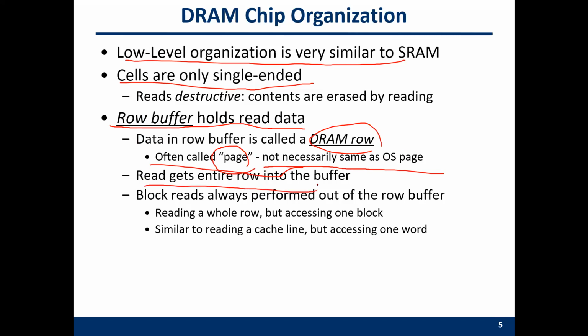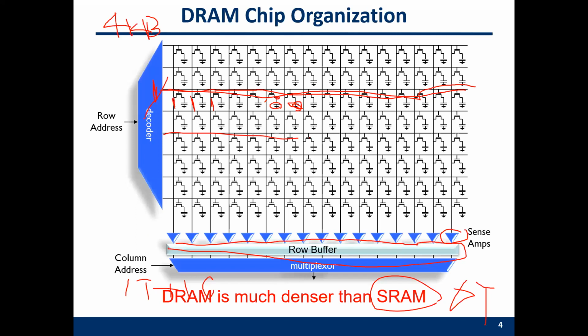Reads will read the entire row into the row buffer. For example, this row will be activated, and then all the content will be sensed by the bit line, by the sense amplifier, and then the content will be stored in the DRAM row buffer here.